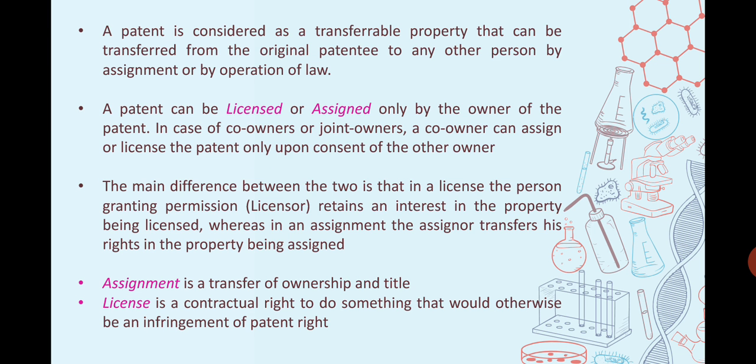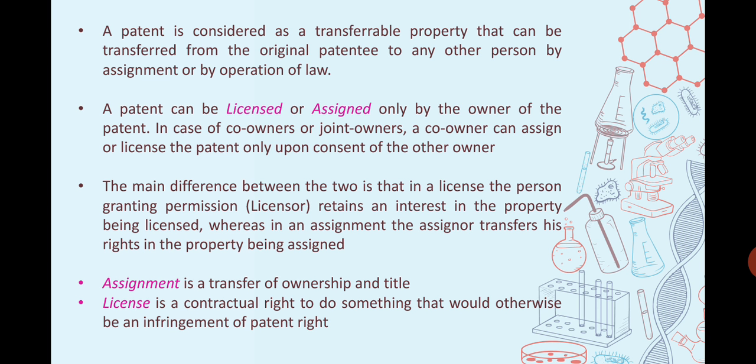So patent is considered as a transferable property which can be transferred from the patent holder to another person, or by operation of law, like we talked about compulsory licensing in our last session. It can be either licensed or it can be assigned by the owner of the patent, that means the patent holder. In case they are joint or co-owners, then a co-owner can assign or license the patent only upon the consent of another owner. It is just to make sure that one co-owner should not get the benefit without including the other co-owner or without taking the permission of the other co-owner.